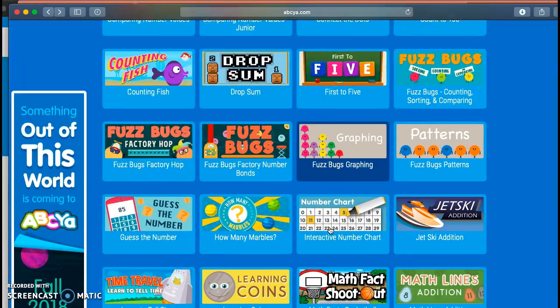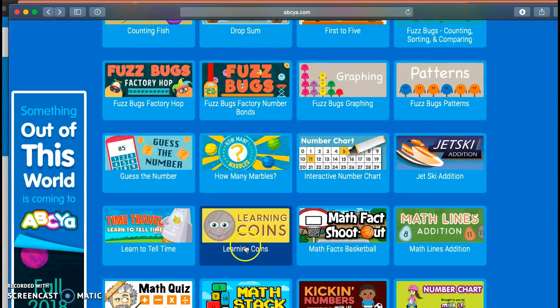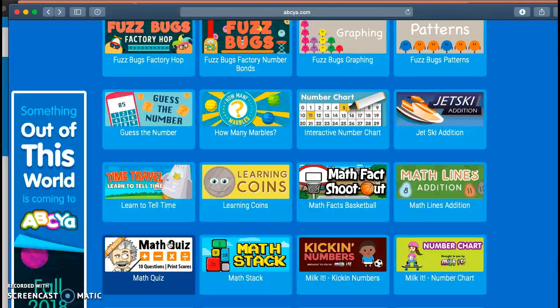Along with those three I showed, there are tons of different ones. There's learning about coins, learning to tell time. Such a great resource for the students to use.